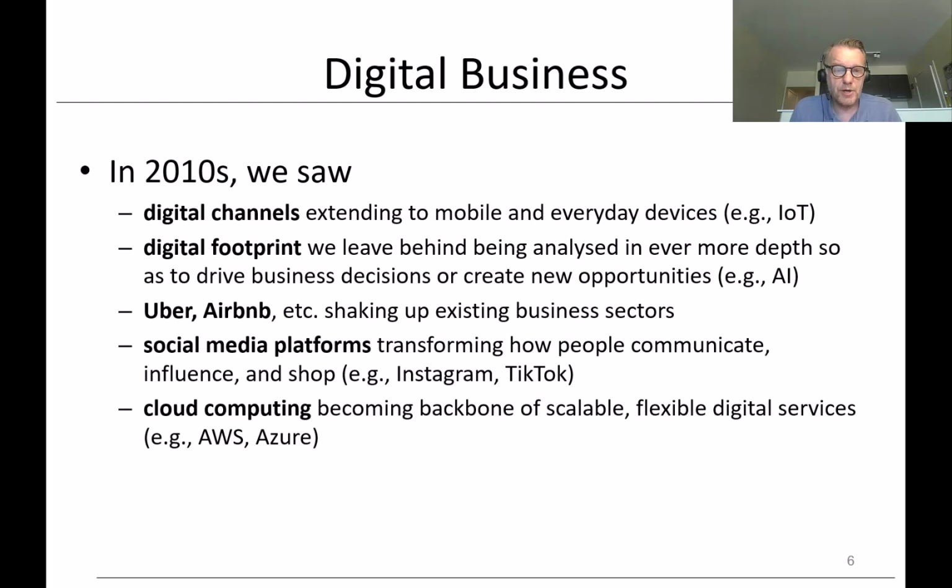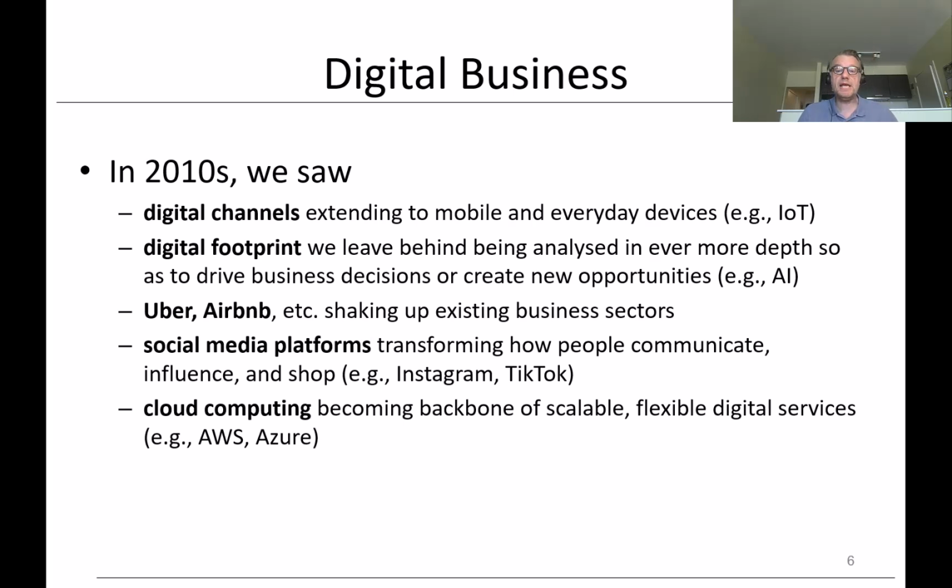Think about Uber and Airbnb, which during the years 2010 shook up the entire taxi and hotel industry business sectors. Big shockwaves there, often also led to legal cases, to court cases.